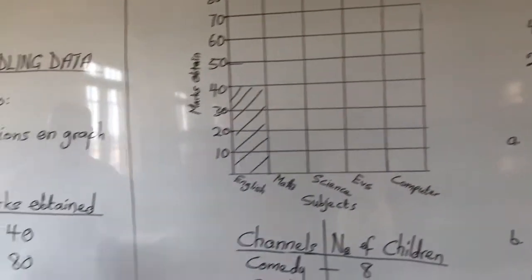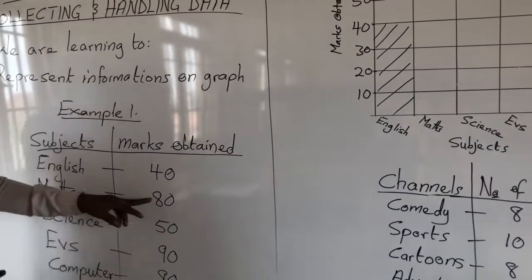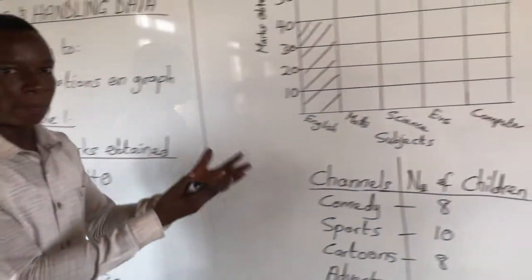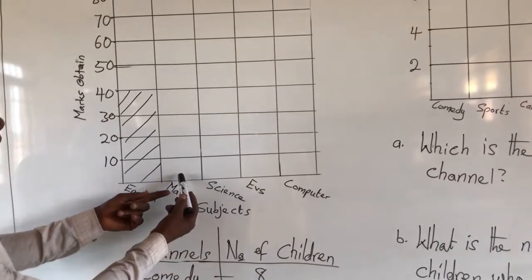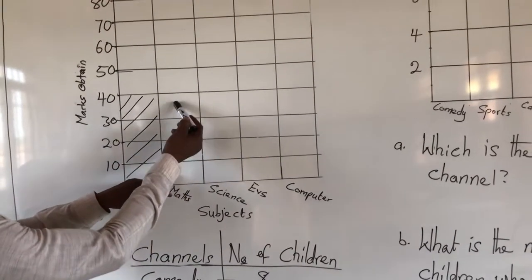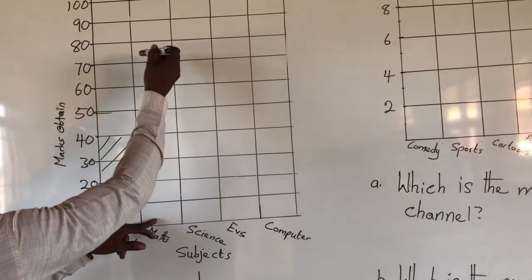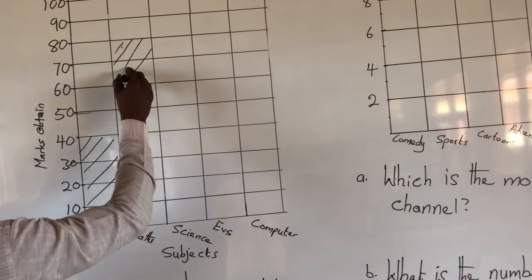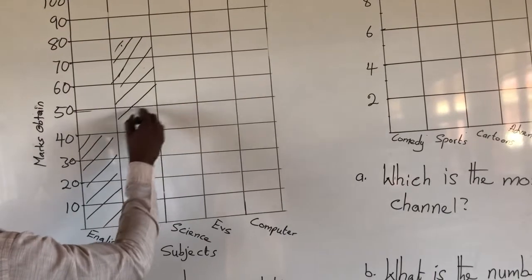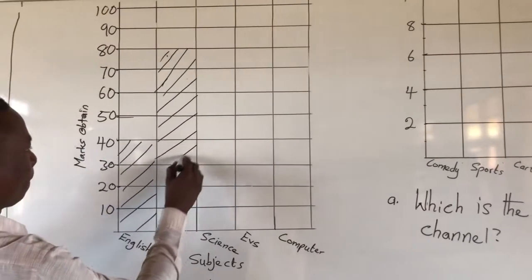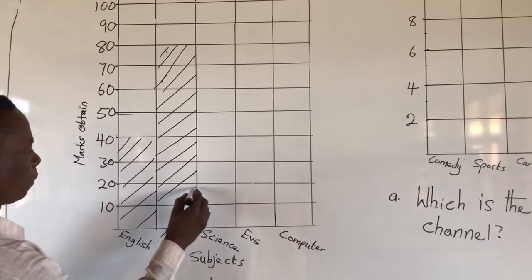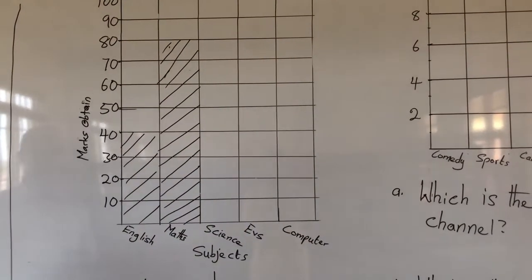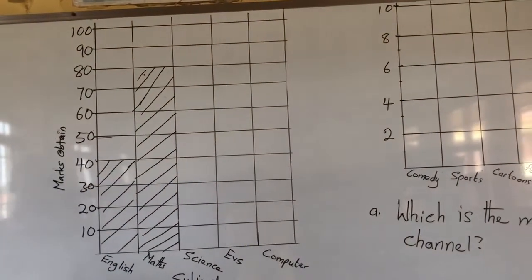All right. Let's come to maths. We have 80. So after reading the subject and the marks obtained, you come back to your graph like this. You read, this is maths, you read 10, 20, 30, 40, 50, 60, 70, 80. So you realize that we are here. We are representing information on the graph.